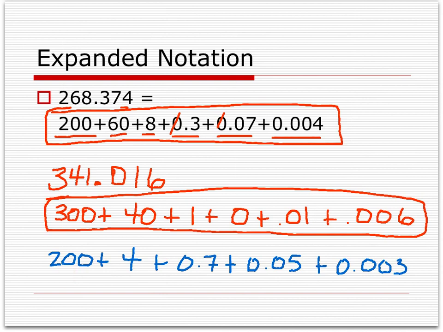So looking at this, I have 200, well that's 2 groups of 100. Notice I don't have any tens, and I only have 4. So 200 plus 4 is 204. Notice now I get into the decimal point, so now I'm going to put in a decimal point. So now I have 7 tenths, I have 5 hundredths, and I have 3 thousandths. So that's 204.753. This concludes our lesson on adding and subtracting decimals along with expanded notation.